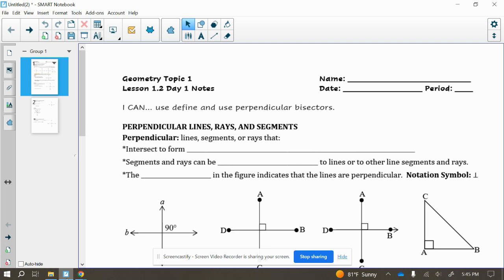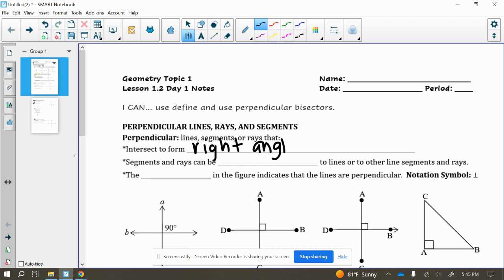Everyone, and welcome to lesson 1.2. Today we are going to talk about the definition of perpendicular and perpendicular bisectors. Today we are going to talk about what that term perpendicular means. First and foremost, it means that we have either lines, segments, or rays that intersect to form right angles.